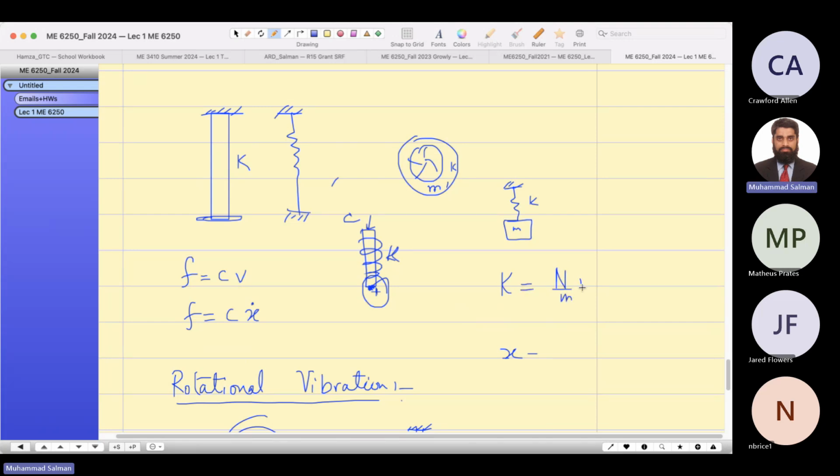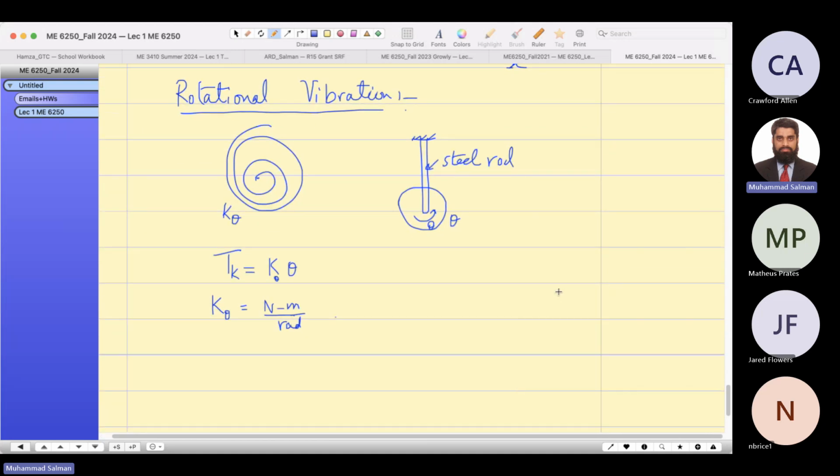Newtons per meter. How about the damping coefficient? Can you guess what is the unit of damping coefficient in linear dampers? Yes, Newton meter per second, Newton second per meter. If you just do the math here, cross multiply here and over here.